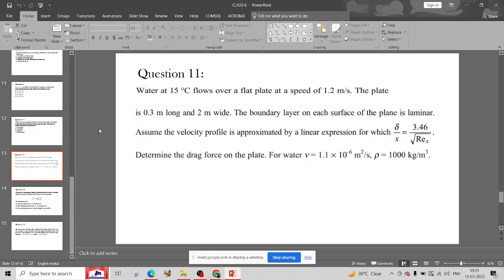Water at 50 degrees Celsius flows over a flat plate at a speed of 1.2 meter per second, and the plate is 0.3 meter long and 2 meter wide. The boundary layer on each surface of the plate is laminar. Assume the velocity profile is approximated by a linear expression, delta upon x is equal to 3.46 over root Reynolds number. Determine the drag force on the plate for water. The kinematic viscosity is 1.1 times 10 to the minus 6 meter square per second and density is 1000 kg per meter cube. Okay, so we have to find out the velocity profile for the same. I'll give you 2 minutes to solve this question, and after that we'll go on with the solution.